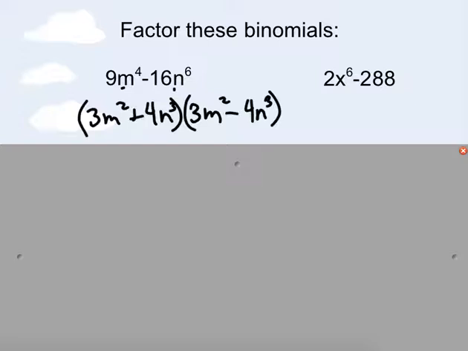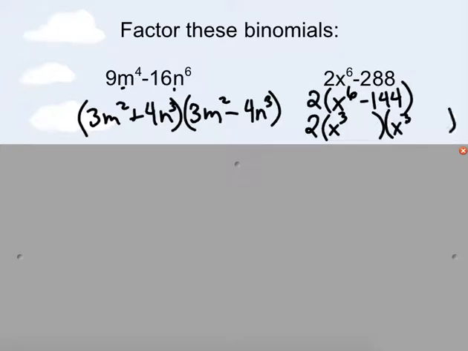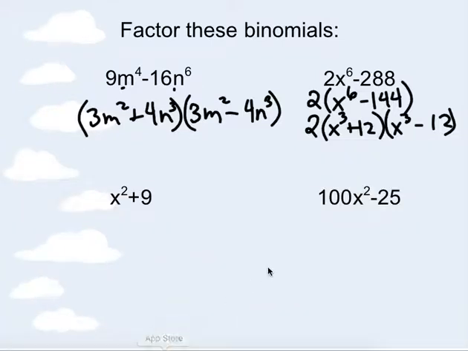All right, the next one, unfortunately, doesn't look right now like a difference of squares, but maybe if I take out a 2 from each of them, I have x to the 6th minus 144. And I see that, yes, this is a perfect square that I can split up into the square root of the first and the square root of the second with a plus and a minus in between. So sometimes we need to factor out that greatest common factor in order to see that we do have a difference of squares. All right, next one, x squared plus 9.